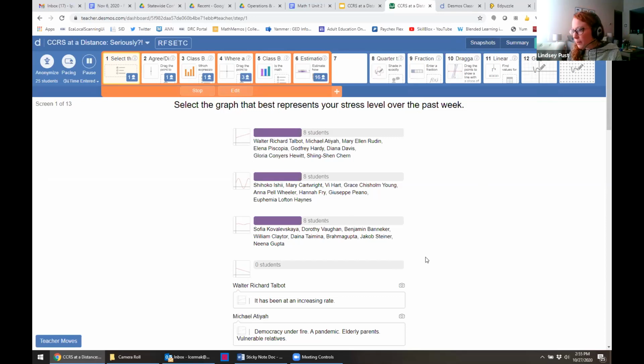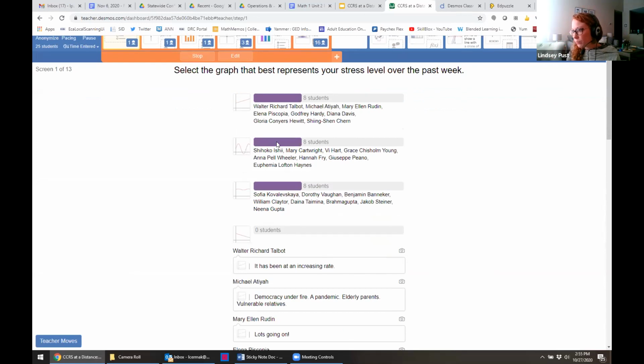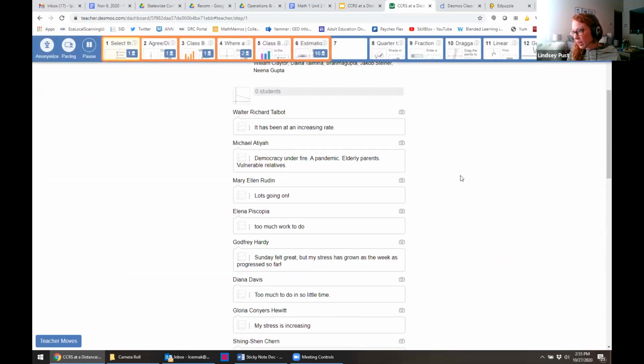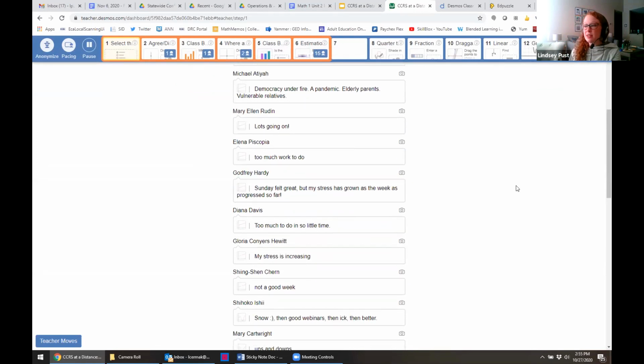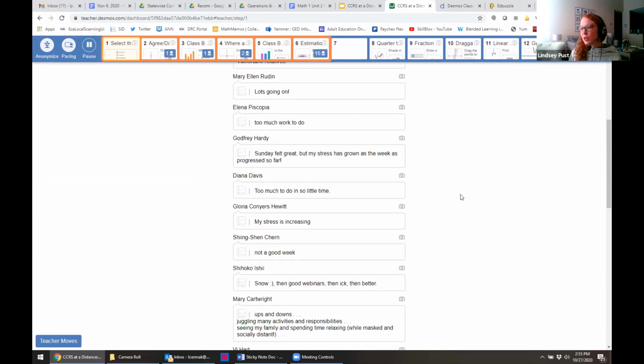So here, if I wanted to look at a specific comment, students can now see, because I would project this with students. I would show them my teacher screen so that they can see, oh wow, a lot of people are feeling stressed. There's lots going on, too much work to do.